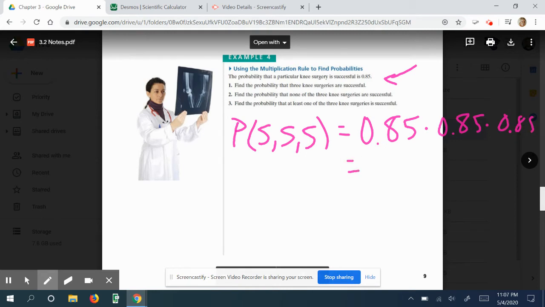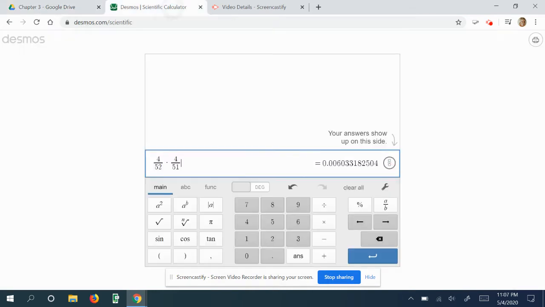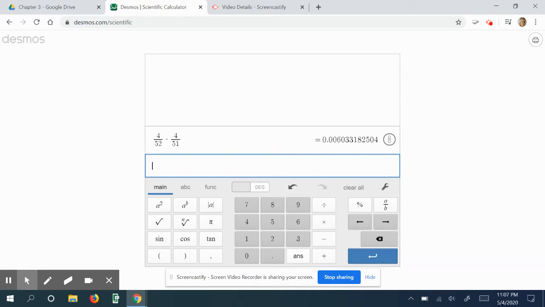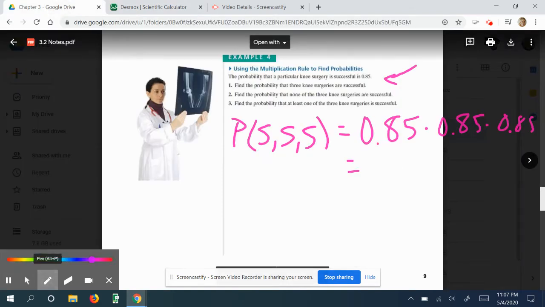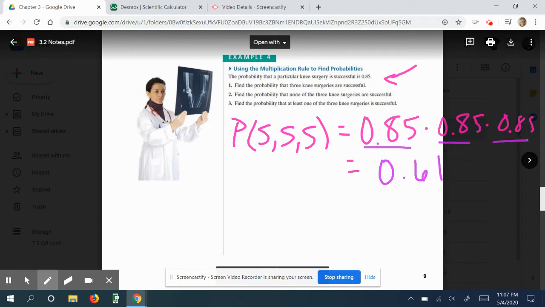And so what I'm going to do is I'm going to go to Desmos and figure out what this is. So we're going to say it's 0.85 times 0.85, the second surgery is successful, and the third surgery is successful. And you'll notice my probability goes down to 0.61. So the probability of getting 3 successful surgeries in a row is 61%, which I guess you could say is probably pretty good.